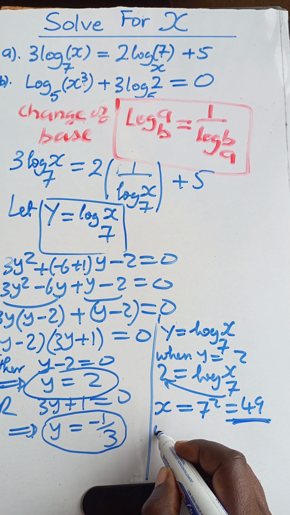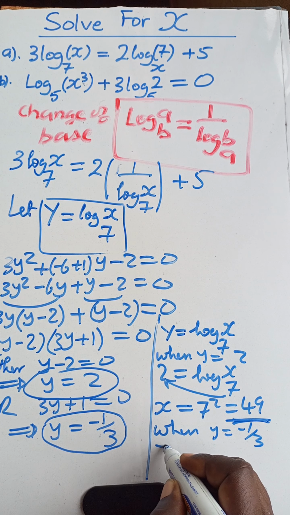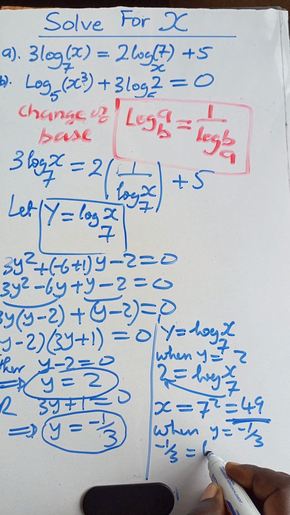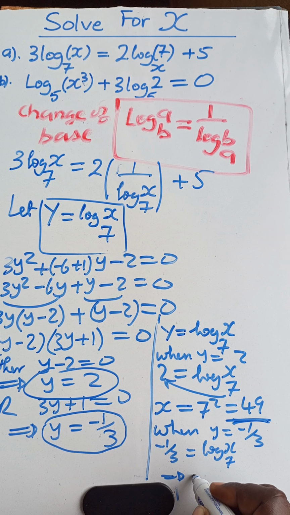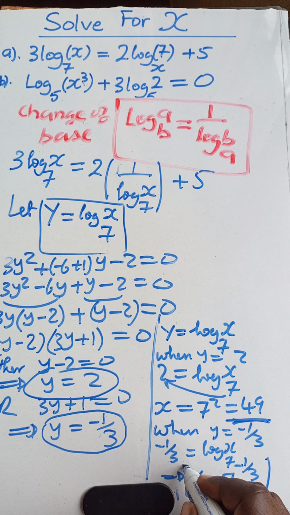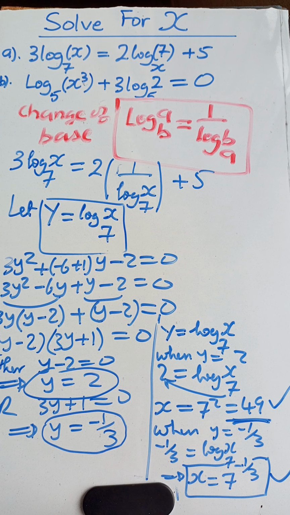So our first value for x is 49. And then when y is -1/3, we have -1/3 is equal to log x base 7, which means that x is equal to 7 to the -1/3. So those are the two values for x in this first equation that we're supposed to solve.